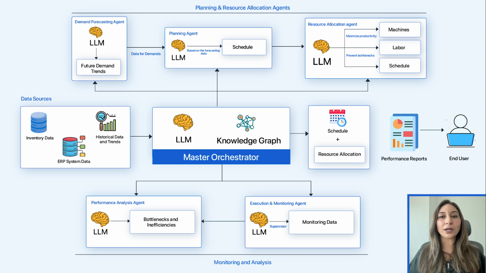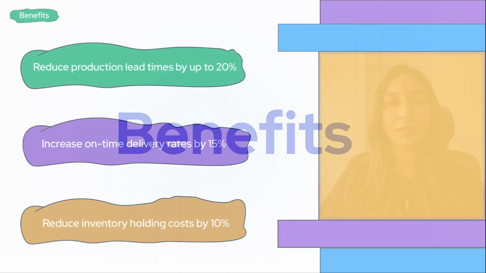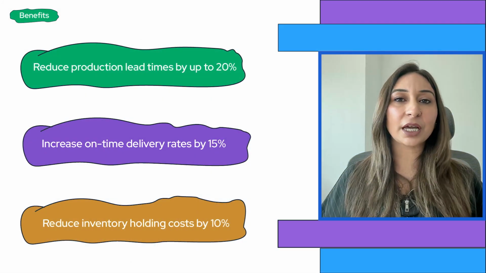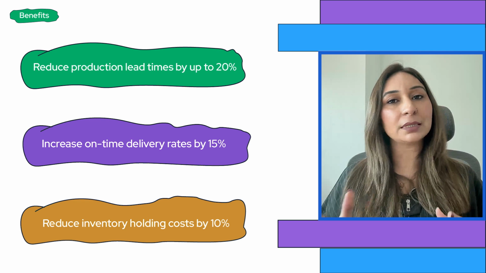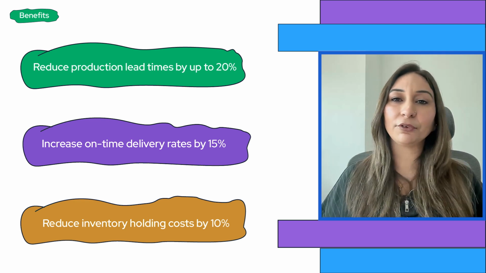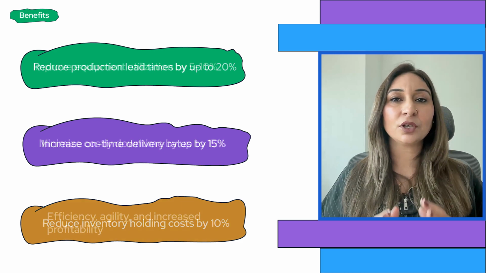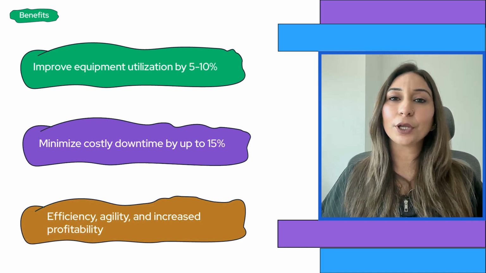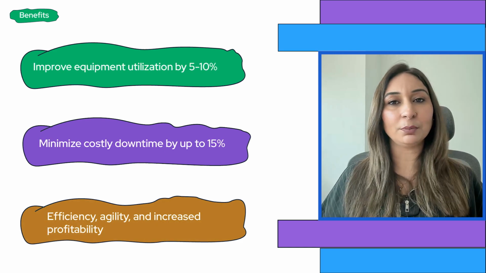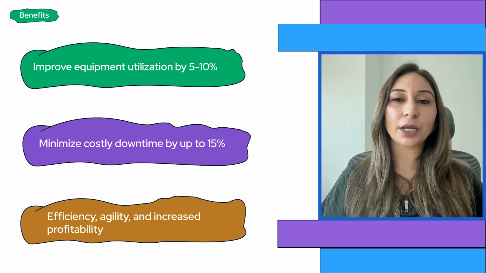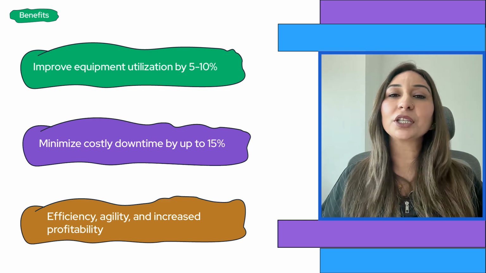Okay, but what does all this translate to in real terms? Well, with Agentic AI production scheduling, you can expect to see some serious improvements to your bottom line. It reduces production lead time by up to 20%, increases on-time delivery rates by more than 15%, and reduces inventory holding cost by 10%. Agentic AI can also help you improve equipment utilization by 5 to 10% and minimize costly downtime by up to 15% with predictive maintenance.